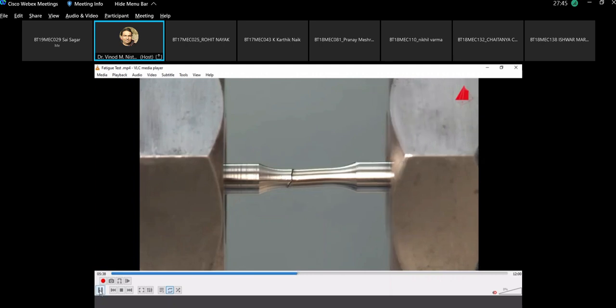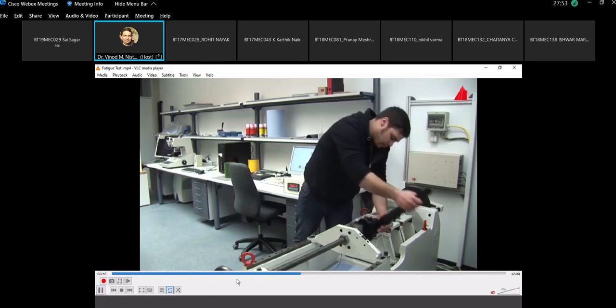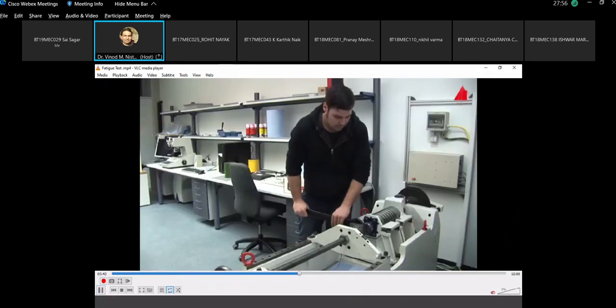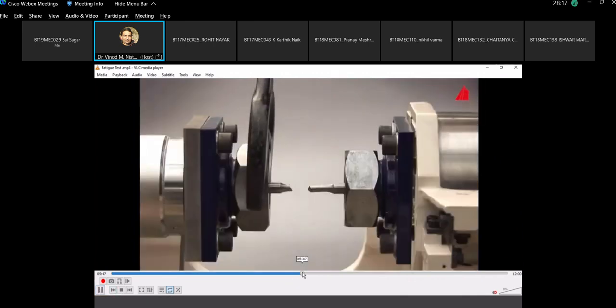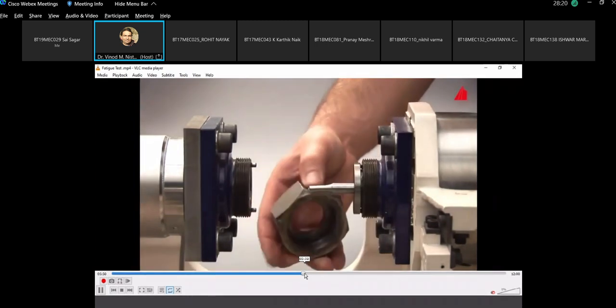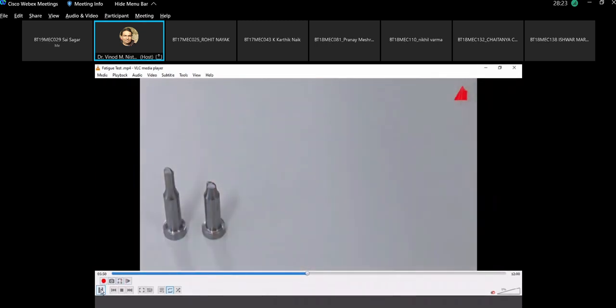After a certain number of cycles, it breaks. You can see here that this portion is still moving. It means that the cyclic load is given in this portion, and this portion is rigidly held in the machine frame. After that, the specimen is removed and its fracture surface is observed.